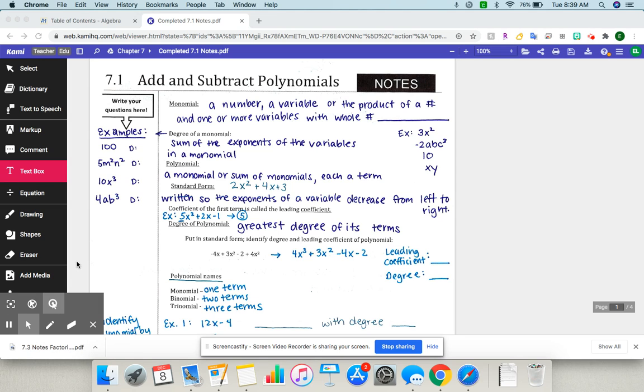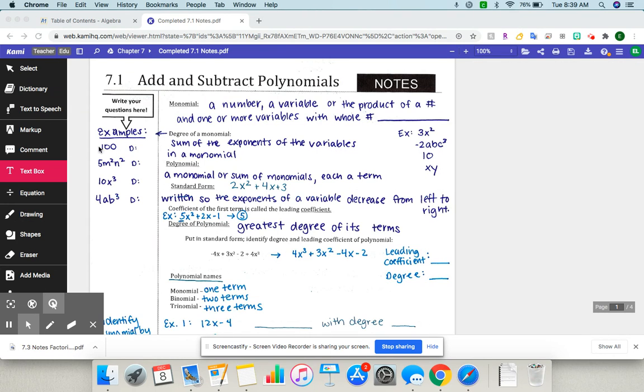Hi, everyone. So today's lesson is going over section 7.1, adding and subtracting polynomials. The previous day in class, we talked about multiplying polynomials. So we're kind of backtracking a little bit with some more basic operations and just identifying the terminology involved here.